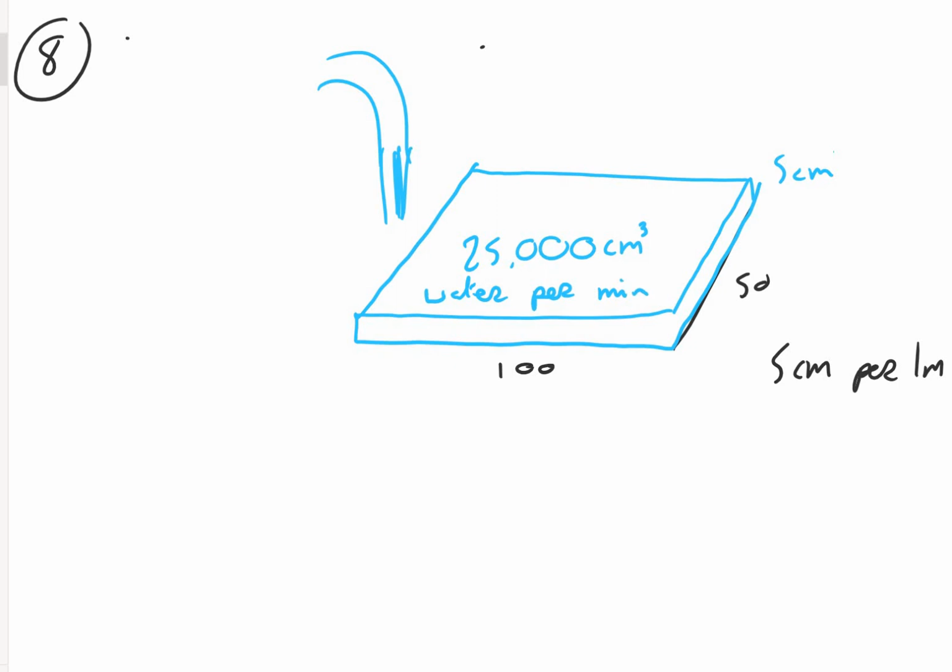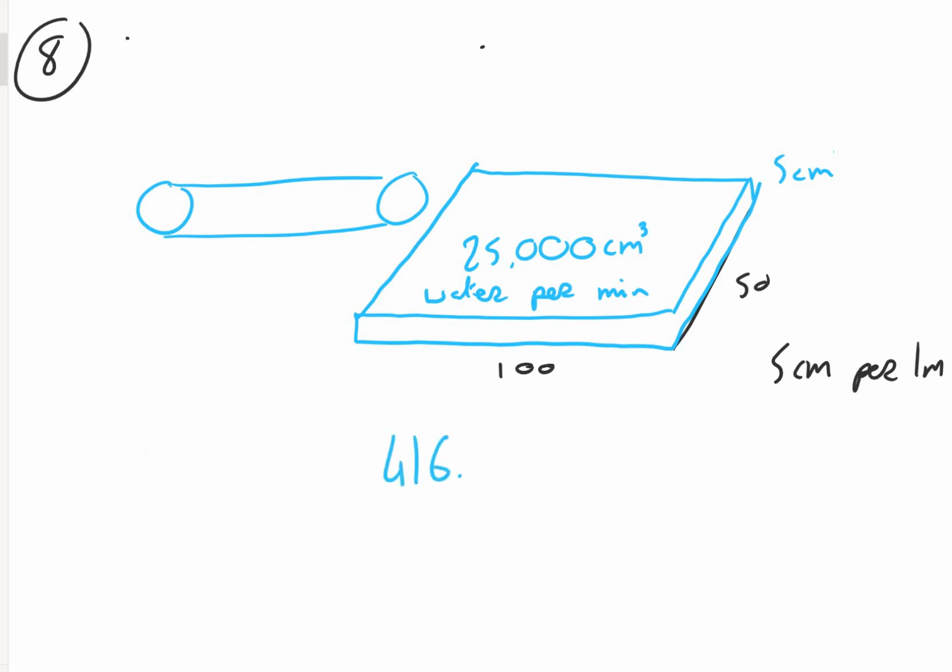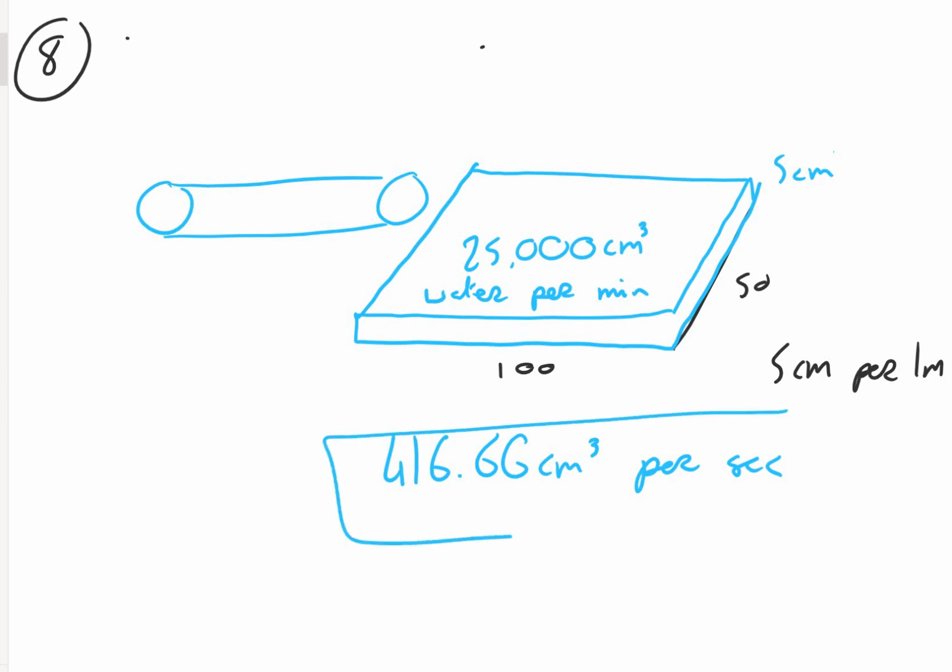Now they want to know how much water is going through the inlet pipe per second. Most pipes are cylinders, but first of all, they want to know how much is going per second. Why have it per minute? So I'm going to divide this 25000 by 60, and I get 416.66 centimeters cubed per second. So that much water is passing through that pipe every second. And they want to find how many litres are passing through the inlet pipe per second.